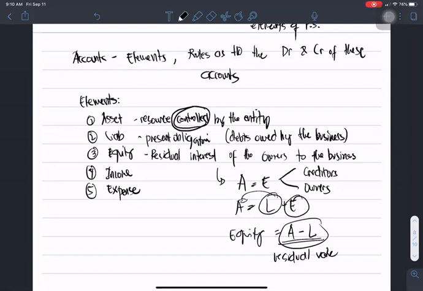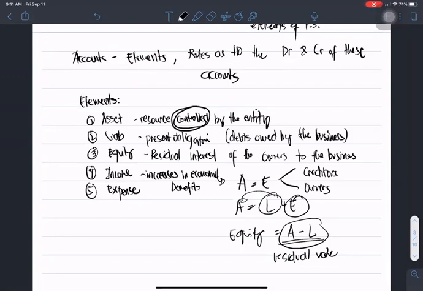Next, we have your income. Your income are increases in economic benefits. So if there is an additional economic benefit to the entity, we call that income. So generally, there are different terms used as to your income.